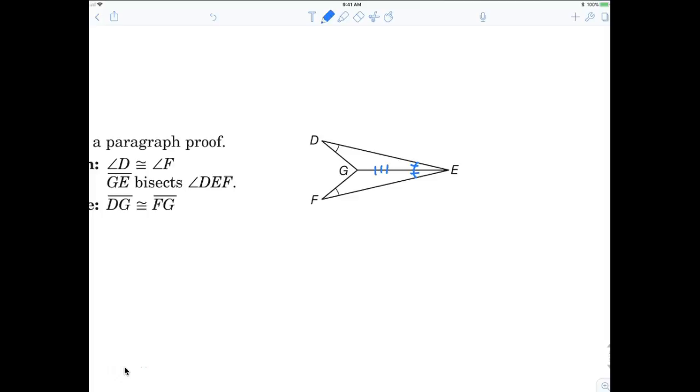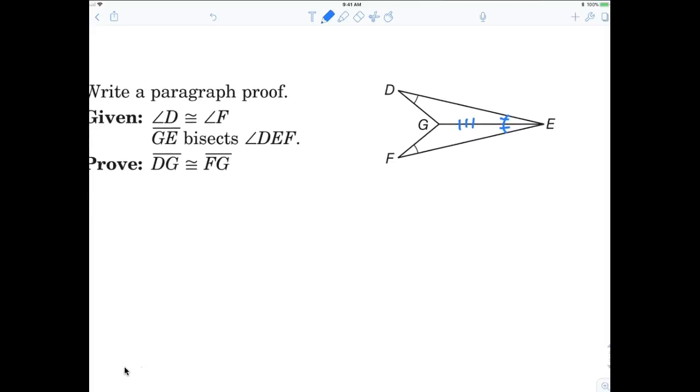Listen to what I'm saying. GE bisects the what? Angle. It bisects the angle. If it bisects the angle, that means two angles have to be congruent. If it said, for example, GE bisects AE, is everybody with me? Then you would be talking about two sides that are equal. But it's saying it's bisecting an angle. A little bit every day.